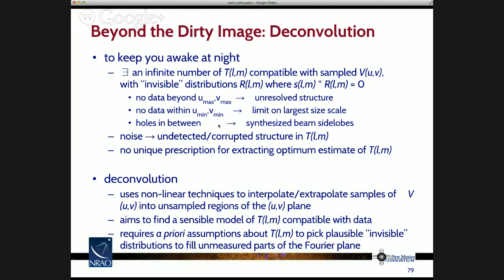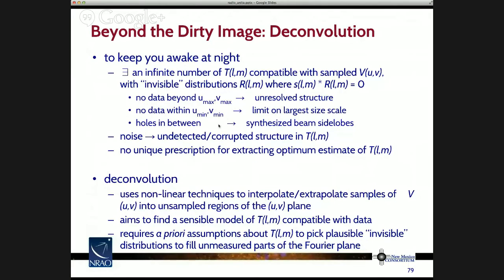And the bottom line is there's actually no unique prescription for extracting an optimum estimate of the sky brightness distribution from the samples of the Fourier transform that you've measured. So formally, there's nothing optimum. So you have to do something, and this something is usually a form of deconvolution. And what that means is you use some nonlinear technique to interpolate or extrapolate samples of the visibility plane into unsampled regions of the visibility plane.